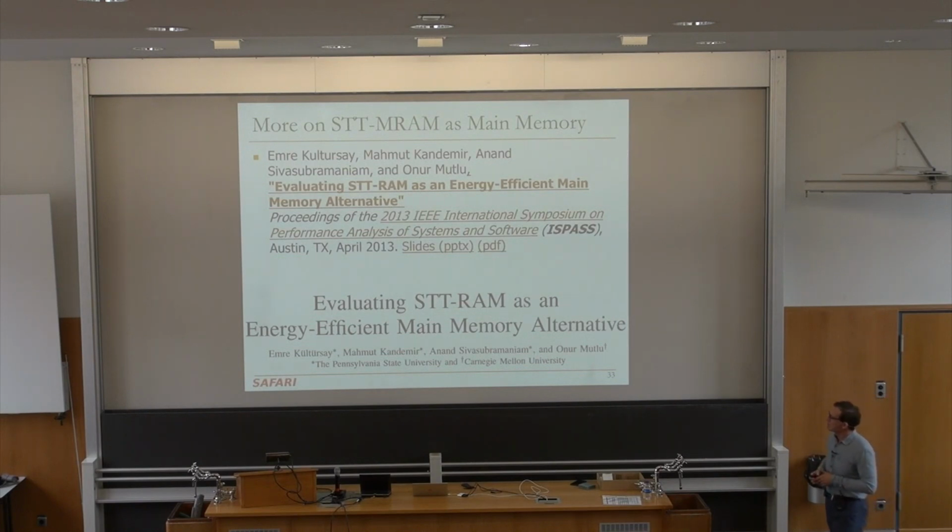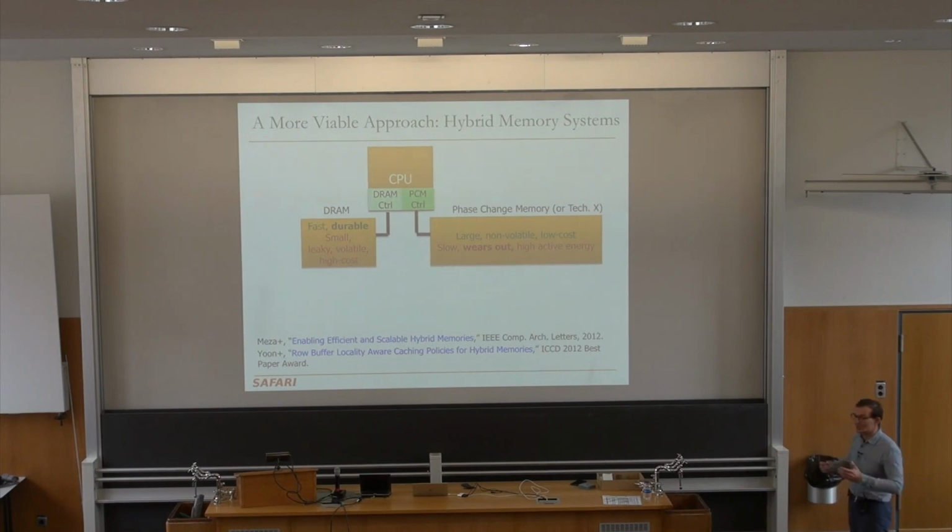So, as I said, it's not clear if any technology can completely replace DRAM. DRAM turns out to be very, very strong, as you can see. So maybe a more viable solution, at least in the short term, is doing something like this. And you've already seen this picture earlier in the lectures. Hybrid memory systems. You have some amount of DRAM in the system. It has some good characteristics and some bad characteristics. And you have a huge amount of, let's say, phase change memory or technology X in the system. It has some very good characteristics, but some very bad characteristics also. And they're complementary to DRAM.